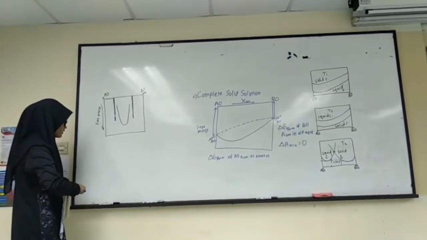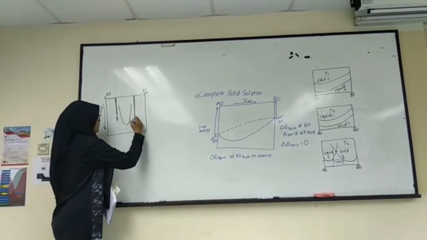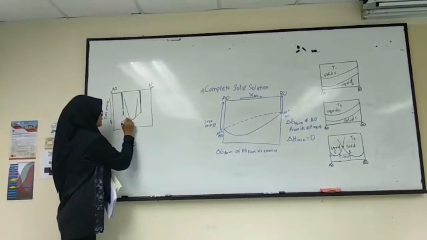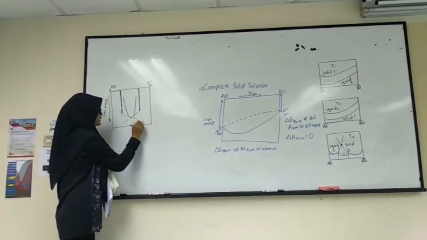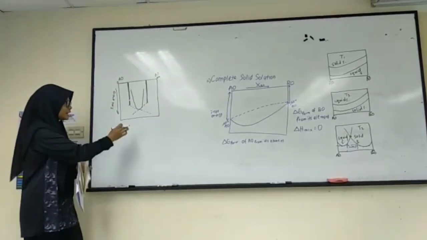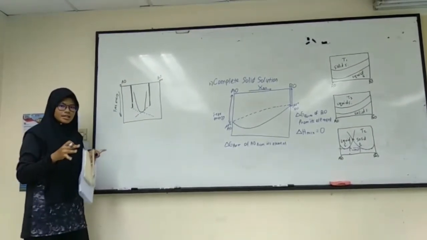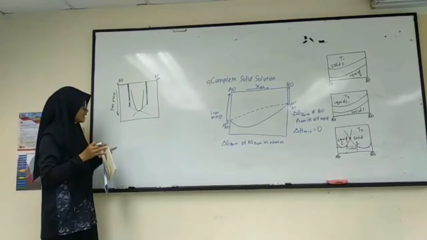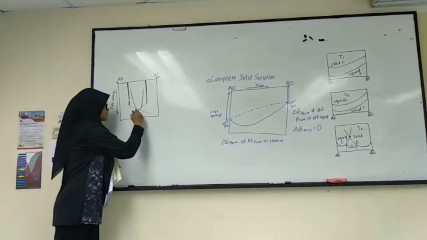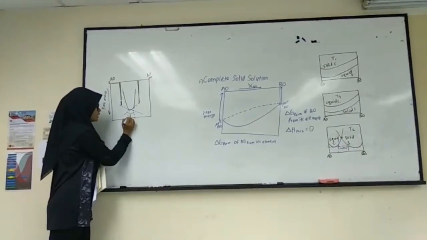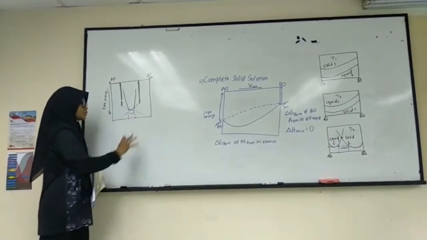The non-stoichiometric graph line shows the lowest energy state, and there is a range of stability because there is a gap between here and here.